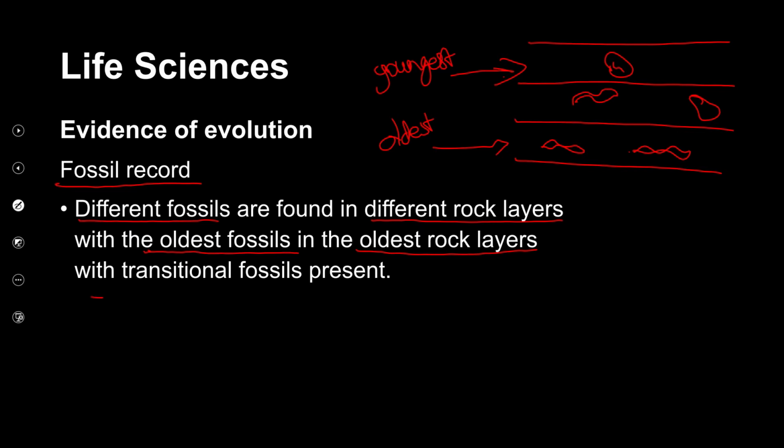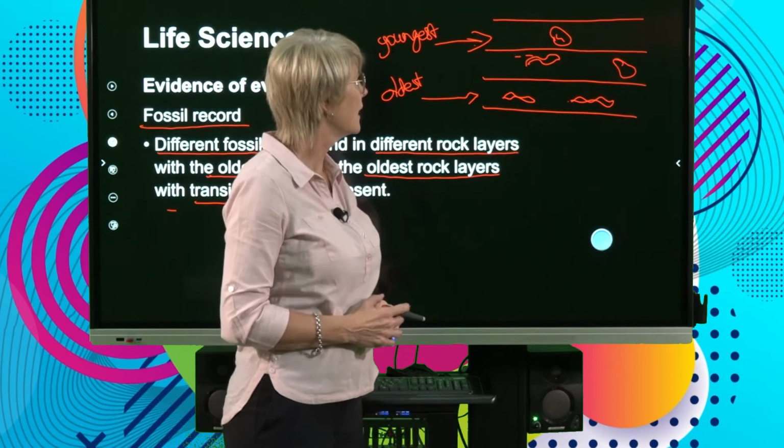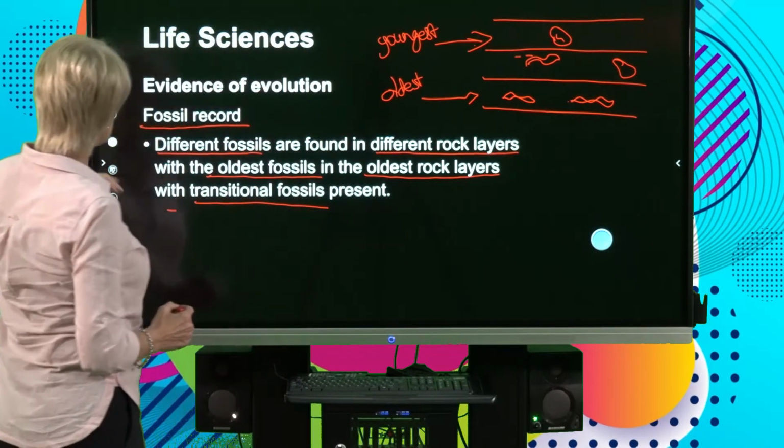And very often we also find transitional fossils. So we might find that between these fossils and these fossils in this layer, there was another layer of fossils that are transitional. Those transitional fossils would have some characteristics that are common with the fossils found in the oldest layer, as well as other characteristics that may be common with fossils that are found in a later layer. All right, so that is the fossil record.